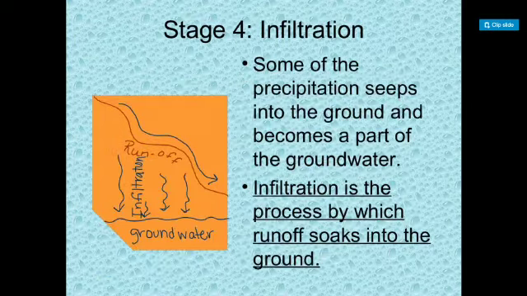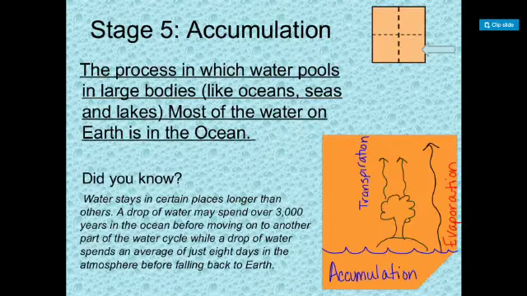Stage 4 also includes the infiltration process in addition to the precipitation. Some of the precipitation seeps into the ground and becomes part of the groundwater. Infiltration is the process by which the runoff soaks into the ground.